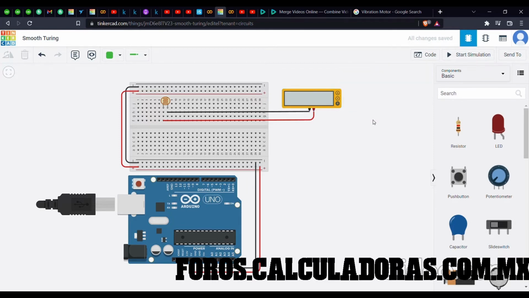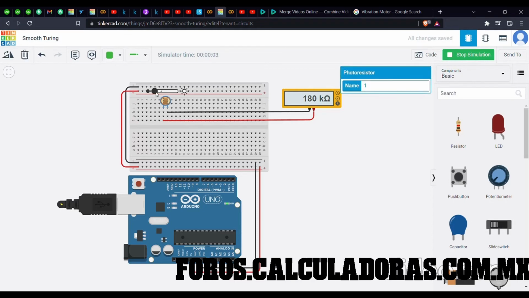So let me start the simulation and see what my resistance is right now. So you can see this is the simulation. What it is actually saying is that we have emitted no light on the photoresistor, so it's completely dark and completely devoid of light. You can see 180 kilo ohms is my resistance. Wow, that is actually a lot.